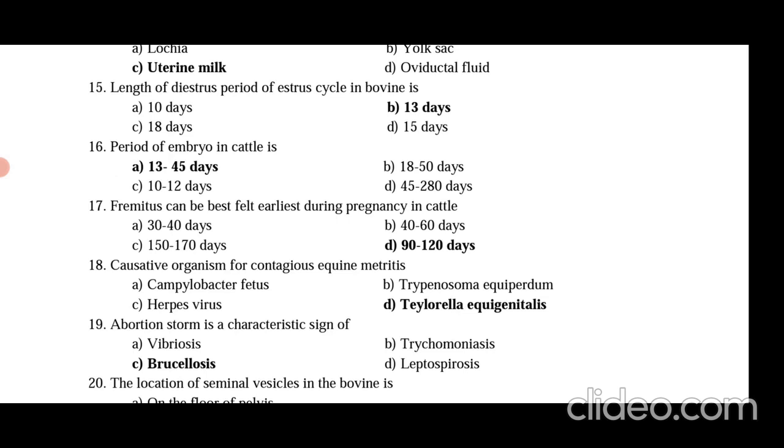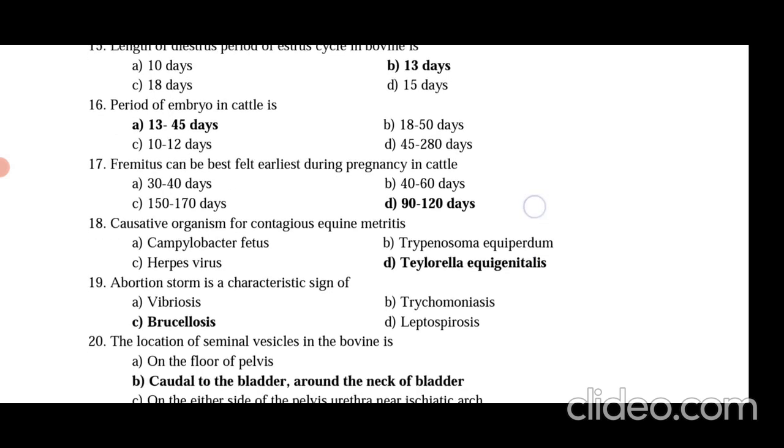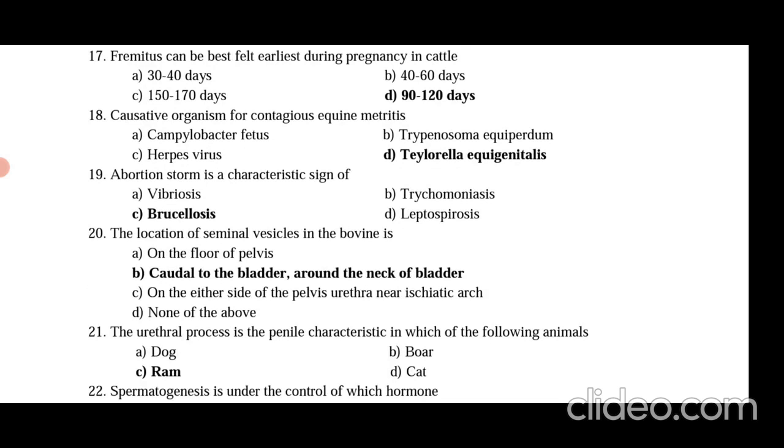The causative organism for contagious equine metritis is Taylorella equigenitalis. Taylorella equigenitalis is the causative organism for contagious equine metritis. Abortion storm is a characteristic sign of brucellosis.